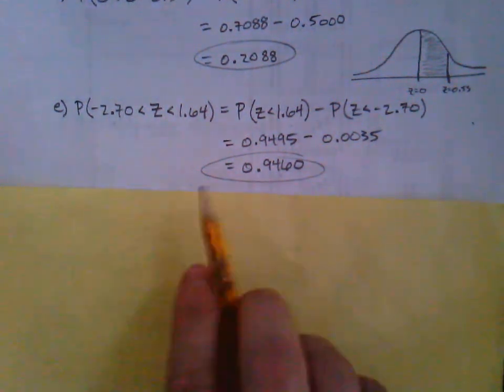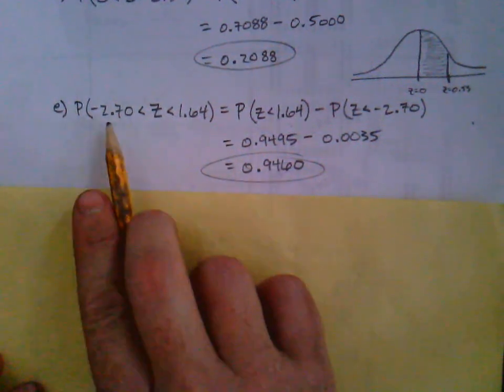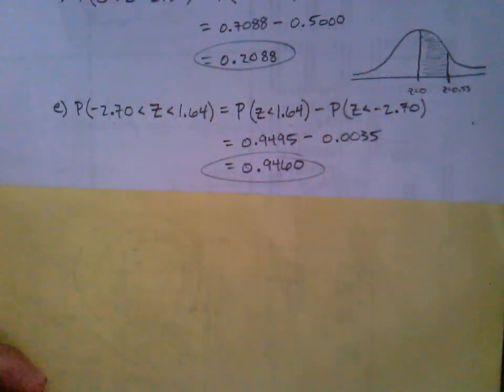Very high probability that you would be between these two z-scores, no matter what the context, whether it be test scores or heights or who knows what. But we'll see. We'll see a lot of examples coming up.